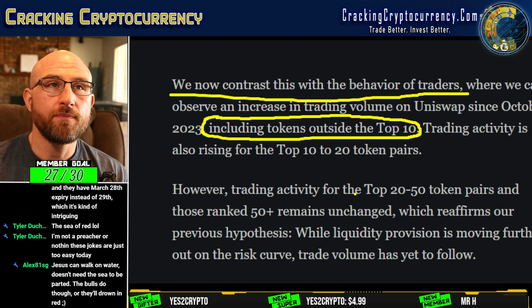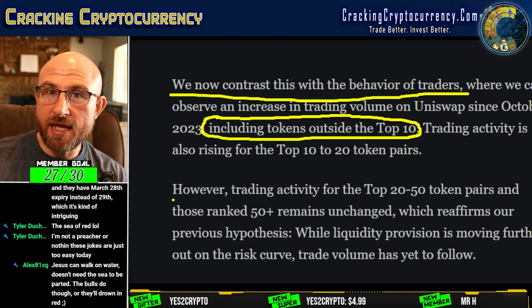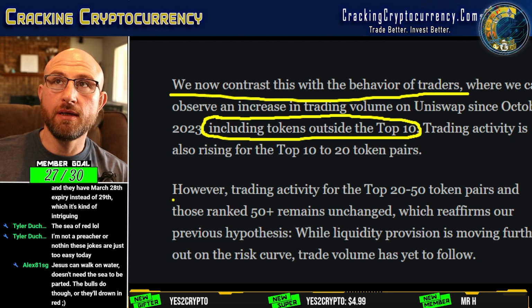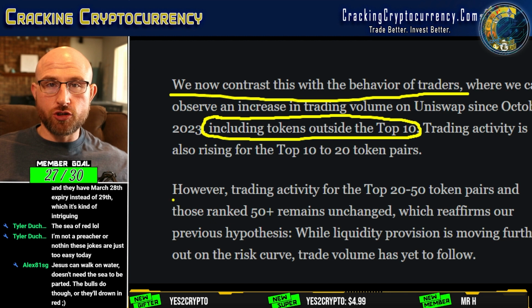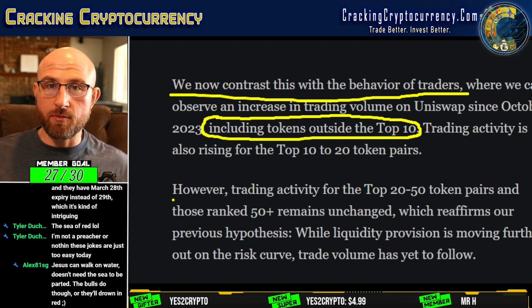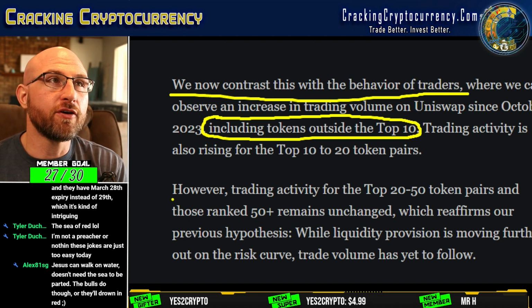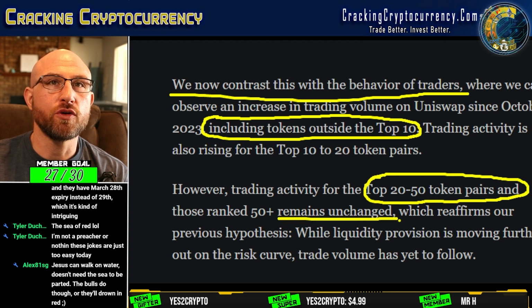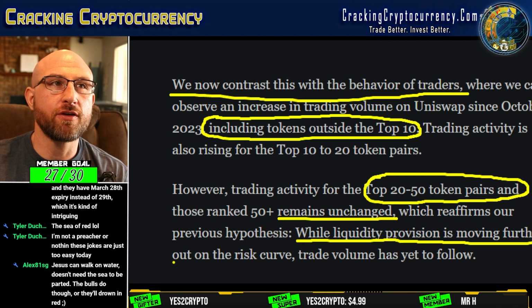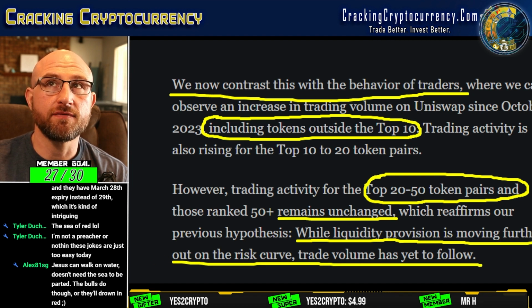All right. Now, here is the alpha. We have already pointed out how liquidity providers are starting to provide liquidity to a looser range, meaning that liquidity providers are expecting and anticipating increased price volatility, meaning a big move. However, trading activity for the top 20 to top 50 token pairs remains unchanged, which reaffirms our previous hypothesis. Here's the alpha. While liquidity provision is moving farther out on the risk curve, trade volume has yet to follow.